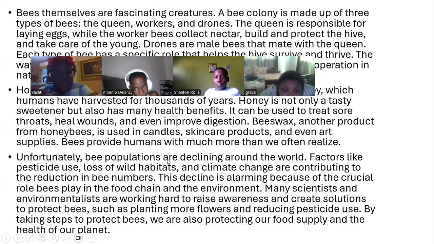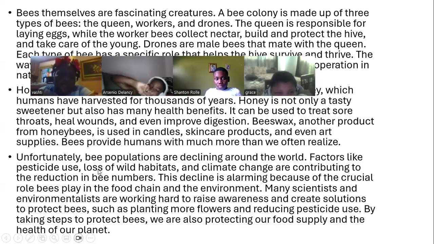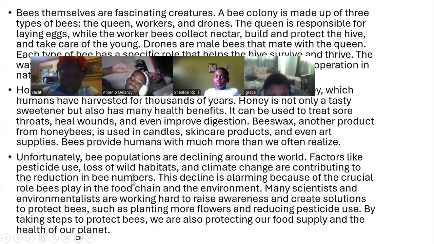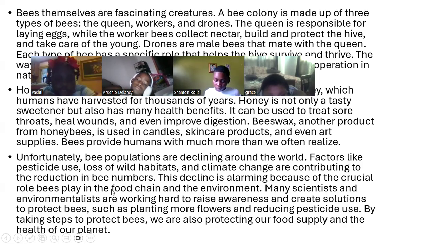Unfortunately, bee populations are declining around the world. Take your time, you're not rushing. Start from factors. Factors like pesticide use, loss of wild habitats, and climate change are contributing to the reduction in bee numbers. This decline is alarming because of the crucial role bees play in the food chain and environment.